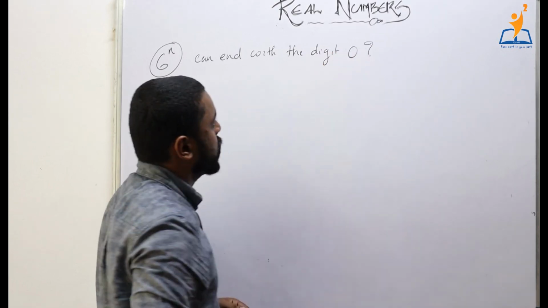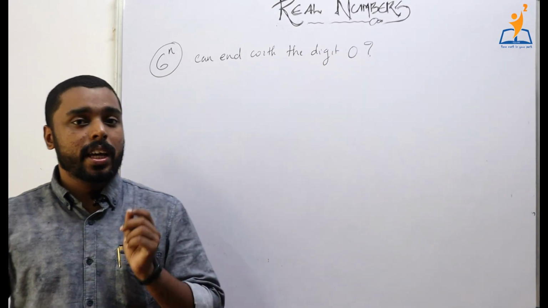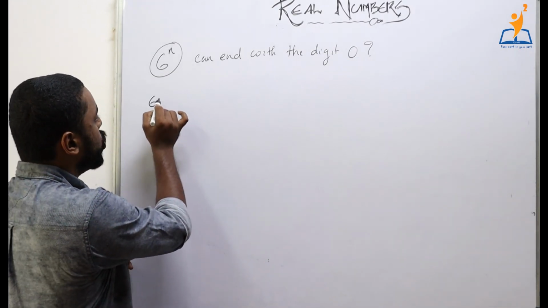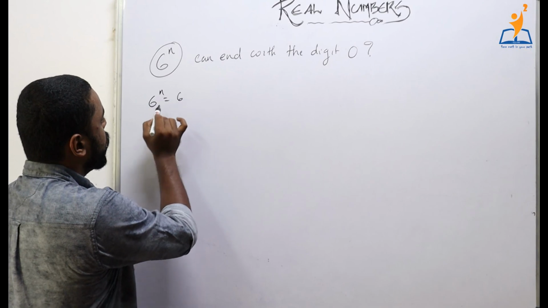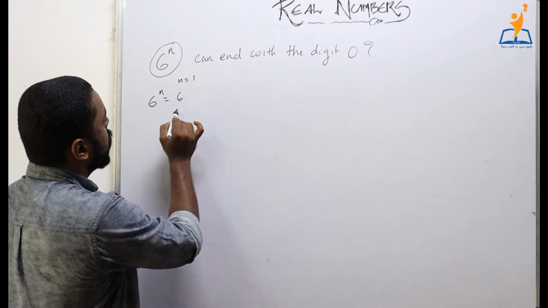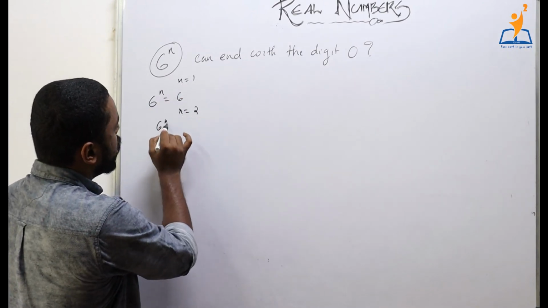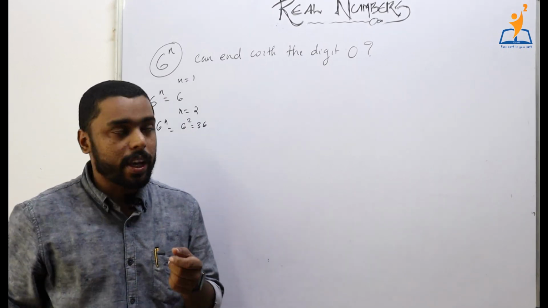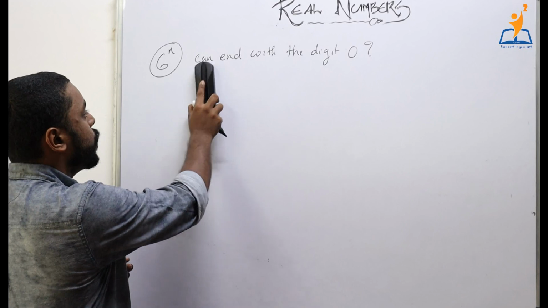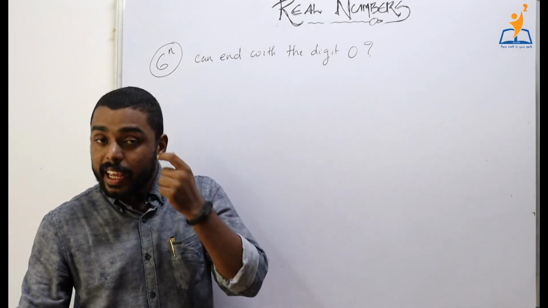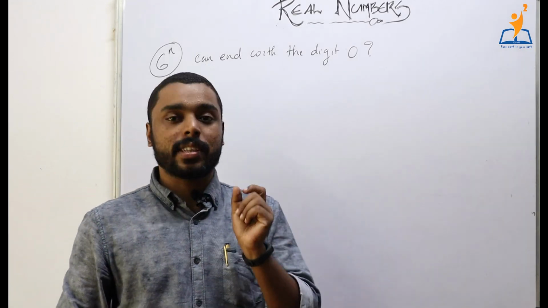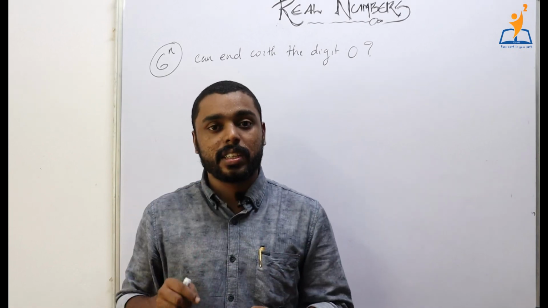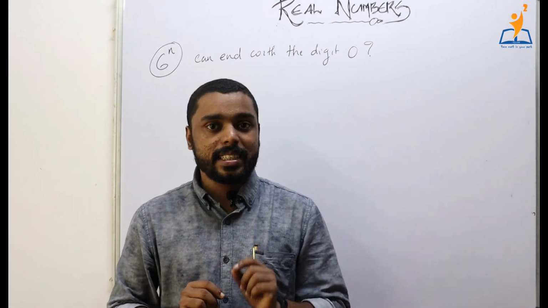This is the question: can 6 raised to n end with the digit 0? What is 6 raised to n? When n is equal to 1, 6 raised to n is equal to 6. When n is equal to 2, 6 raised to n is equal to 6 square, which is 36, and so on. So the question is whether 6 raised to n will end with the digit 0 for some positive integer n. Clear?